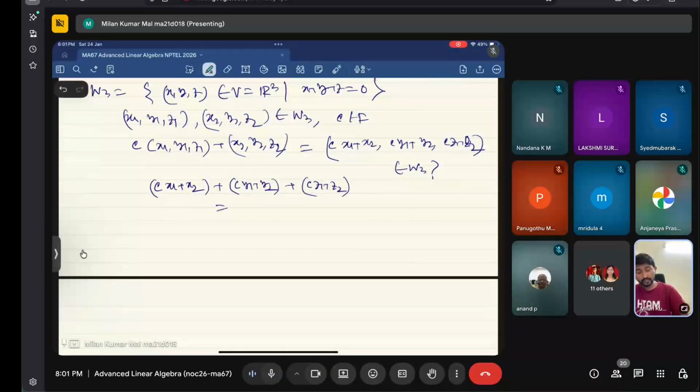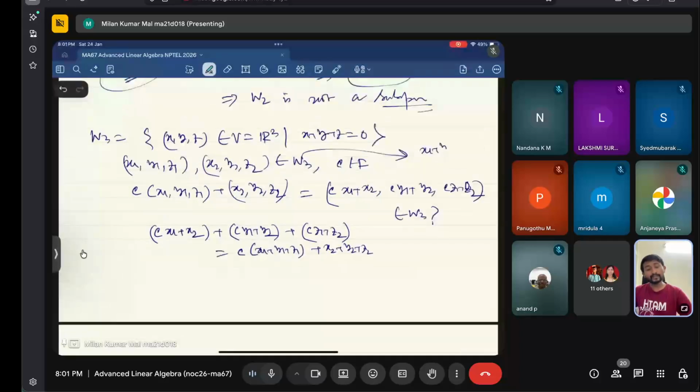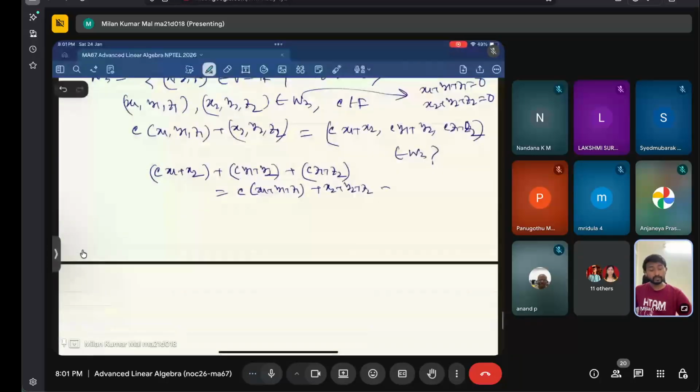This is equal to c(x1 plus y1 plus z1) plus x2 plus y2 plus z2. Note that as these are entries here, their sum is automatically 0 because this is the standing assumption of being an element in W3. So that makes this 0, whether c is 0 or not, that does not matter. Okay, so this is 0, so that implies W3 is a subspace.